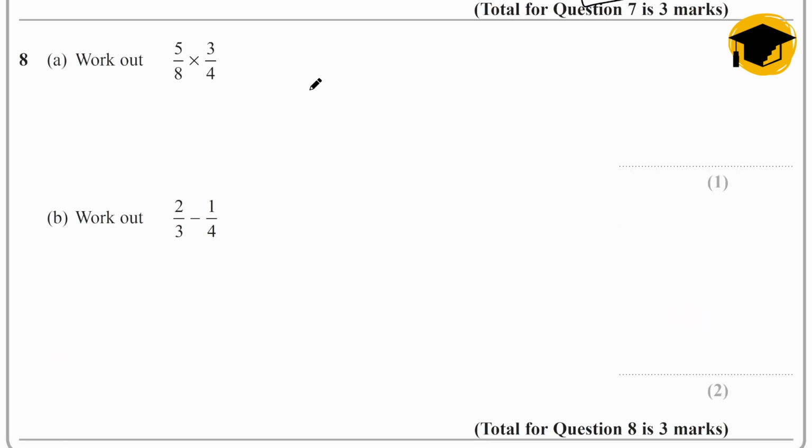Question 8, multiplication. 5 over 8 times 3 over 4. Let's times the numerators. 5 times 3 is 15. 8 times 4 is 32. I can't simplify that by anything, so that is my final answer.